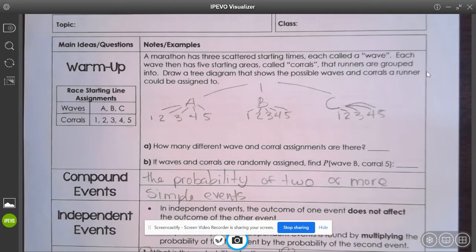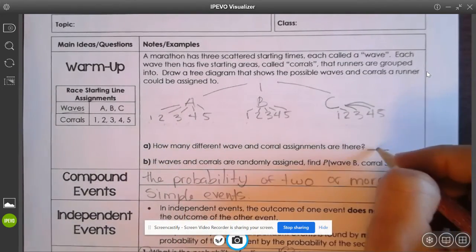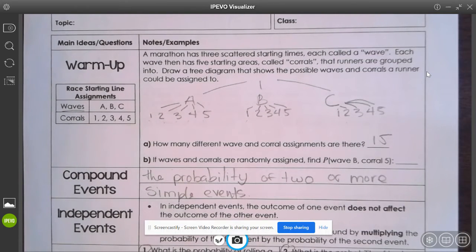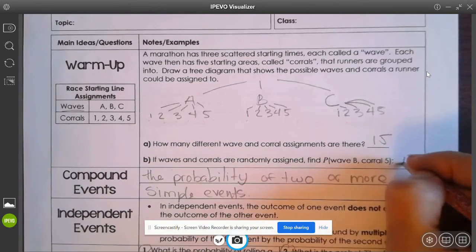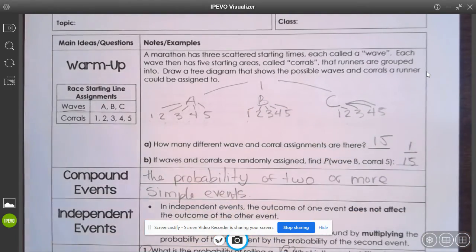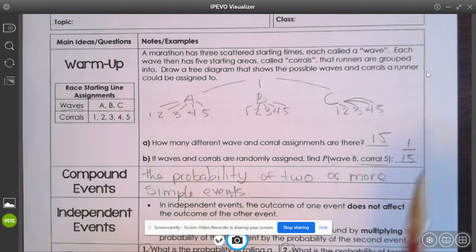So the first question says, how many different wave and corral assignments are there? So how many are here? One, two, three, four, five. Five times three, so that's 15, right? If waves and corrals are randomly assigned, find the probability that it is wave B, corral 5. So there are 3 times 5, 15. So that's 15. And there's one possibility, so it's 1 over 15. So B, wave B, corral 5.